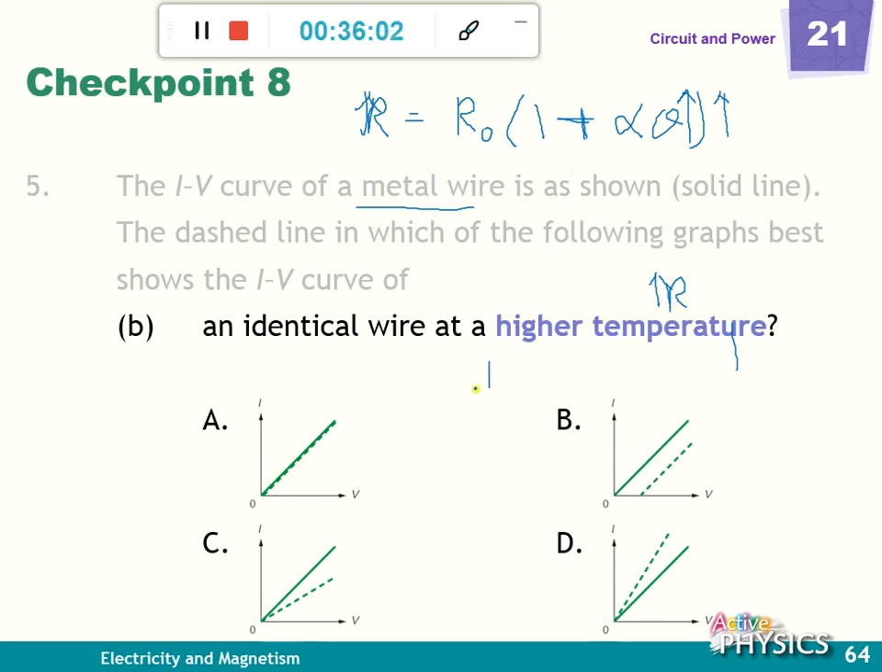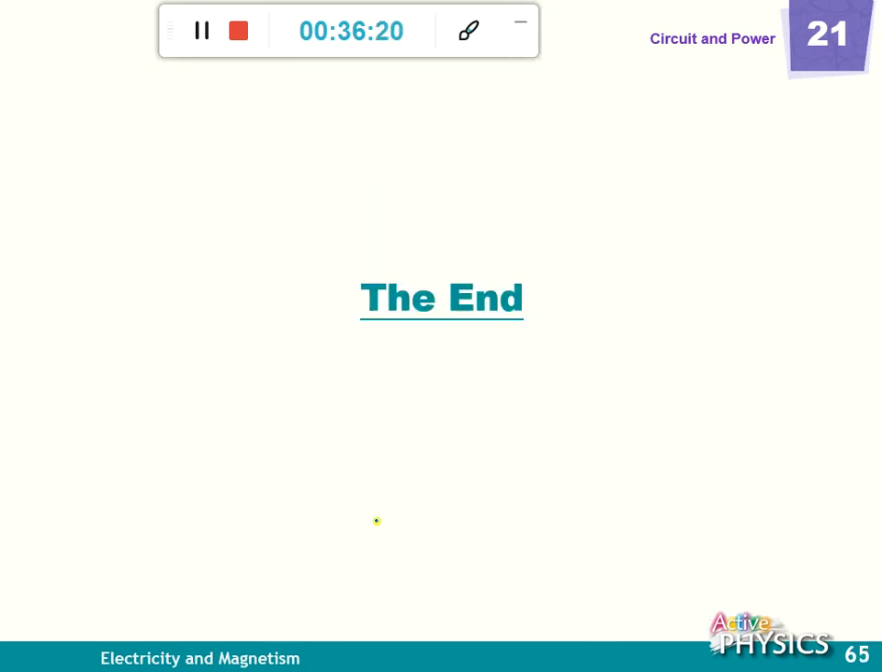Once again, R is increasing, then the bracket should be decreasing. It means that the slope should be decreasing. It means less steep. The answer should be C. Okay. That's all.